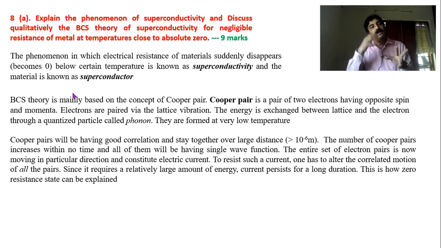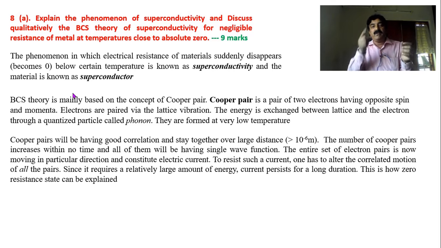Within the material, 10 power minus 6 is a very large value only, but for us, in day-to-day life, 10 power minus 6 is a very small distance. But within the material, we talk in terms of nanometer, we talk in terms of angstrom. Therefore 10 power minus 6 is large only. So within 10 power minus 6 meter, you find a huge number of Cooper pairs.